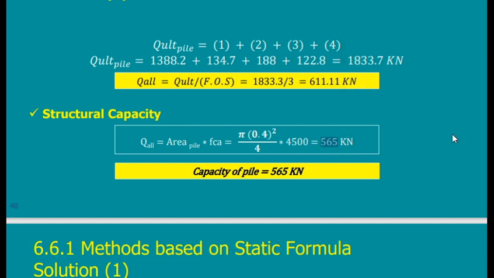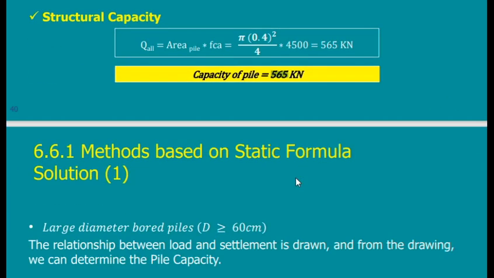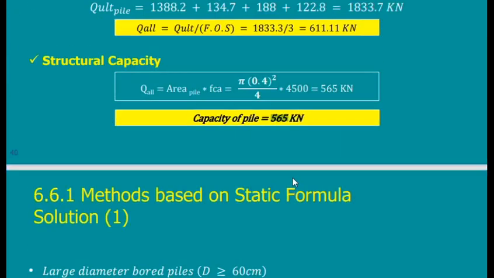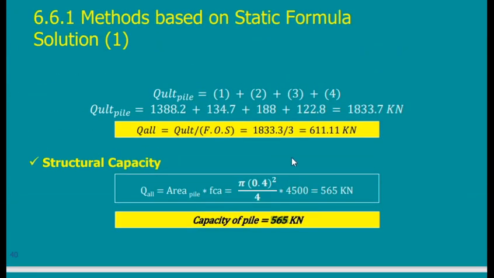So what is the carrying capacity of this pile? What is the allowable load for this pile? It is 565. This is the end of this example and the end of this lecture.